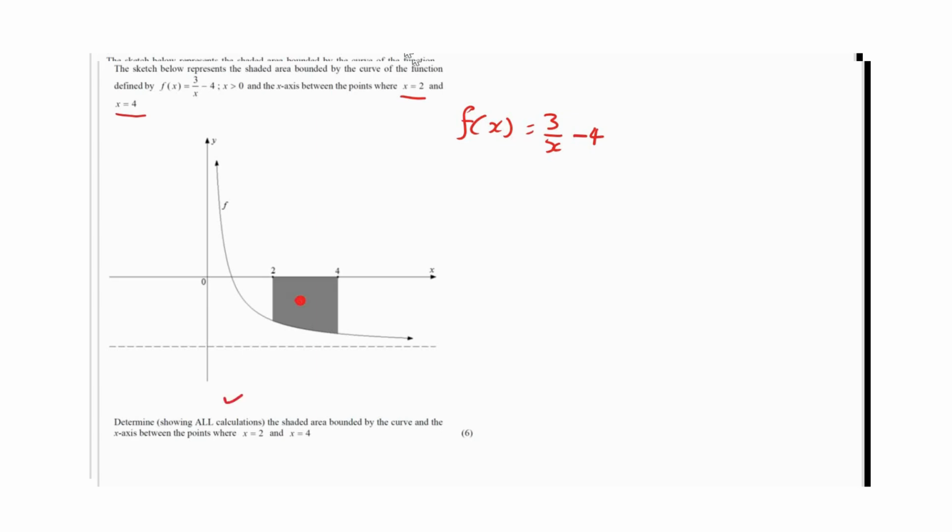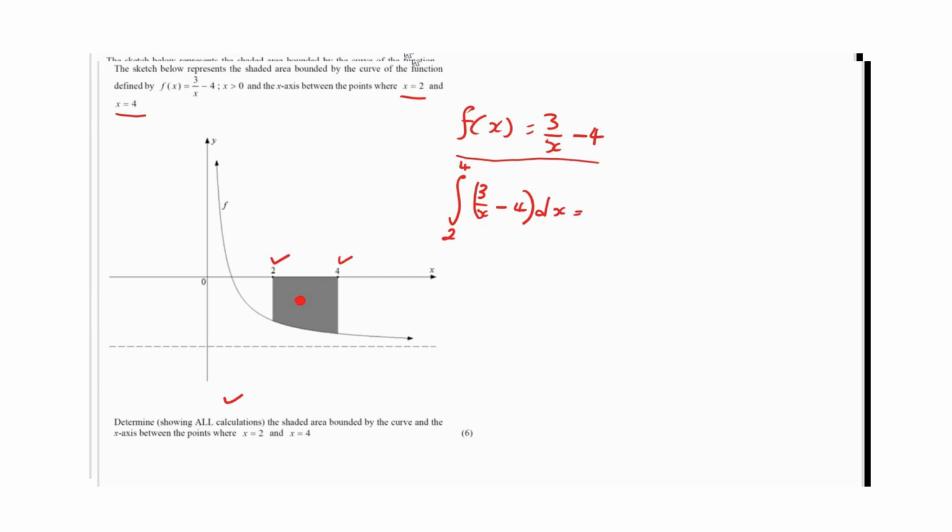They say show all calculations for the shaded area bounded by the curve and the axis between the points x equals 2 and x equals 4. So this is the function we are going to integrate. First, let's try and find the area under this curve. The function is 3 divided by x minus 4. We are integrating this between the lower limit 2 and the upper limit 4, not forgetting to write dx.